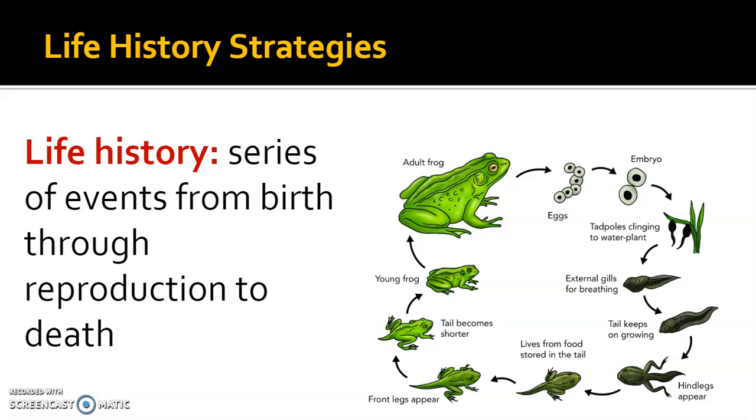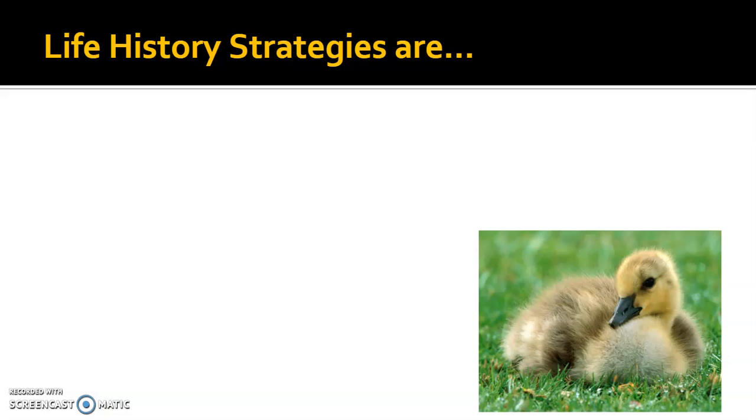So basically, how is an animal or a species born? How does it enter the adult phase where it can reproduce? And then we follow it through to its death. So, life history strategies are, and don't worry, there's no spot in your notes for this, okay? So just bear with me.